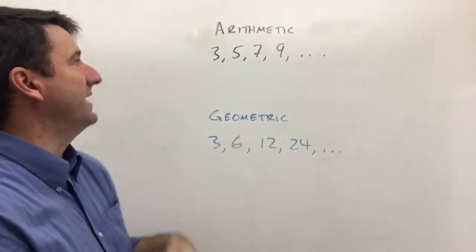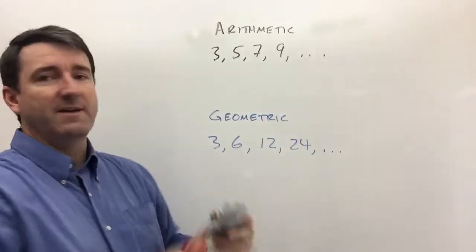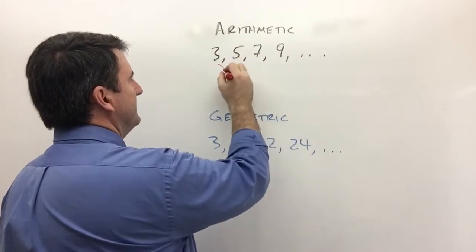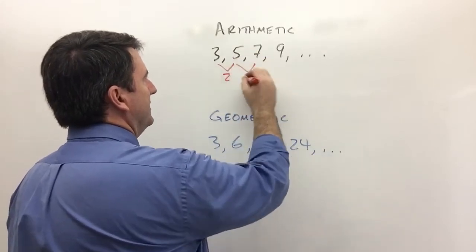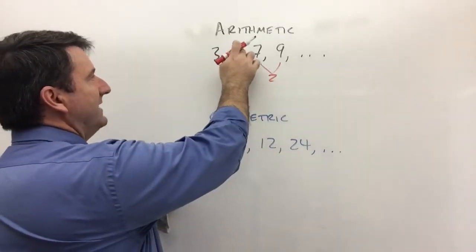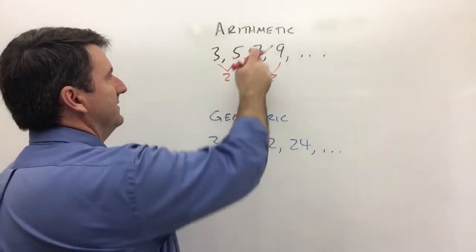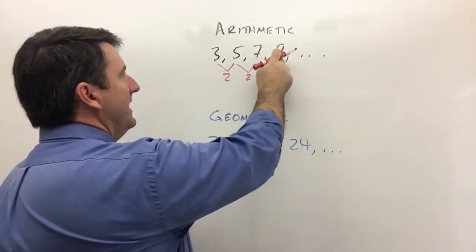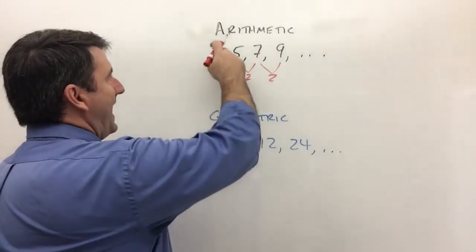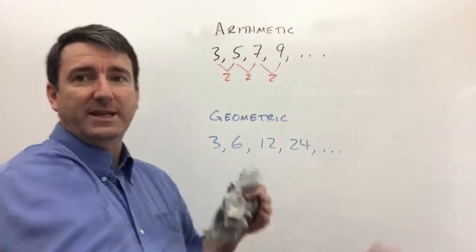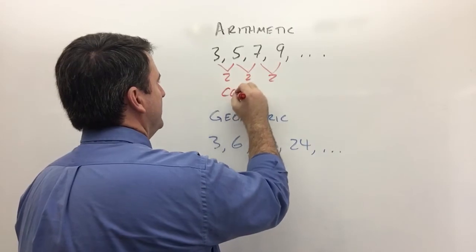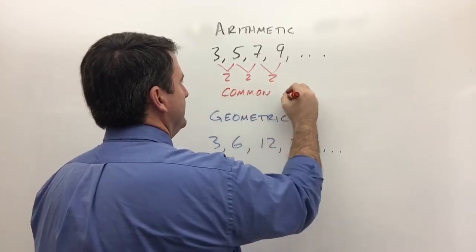Here's an example of an arithmetic sequence, 3, 5, 7, 9. The common difference between each of these is 2. And we can find that by subtracting: 5 minus 3 gives us 2, 7 minus 5 gives us 2, 9 minus 7 gives us 2. In other words, we're adding 2 each time to get to the next term in the sequence. So this is a common difference.